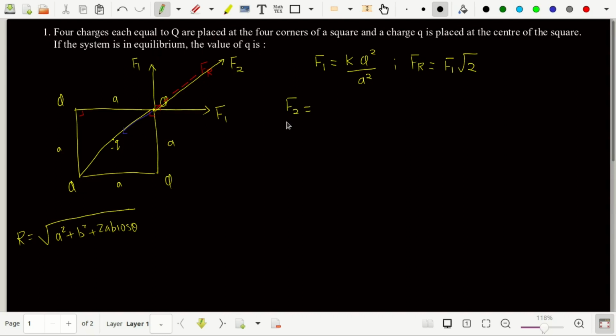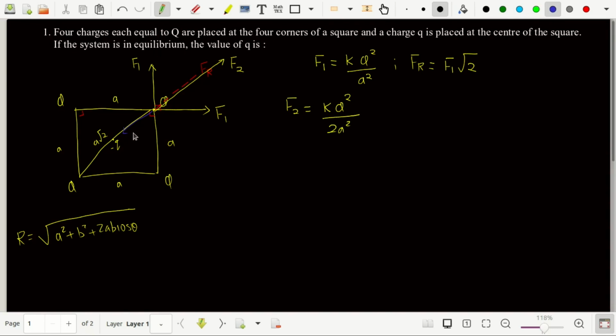So F2 was the force, the diagonal force, that is the diagonal repulsive force. So again that would be K, and magnitude of Q1 Q2, that becomes Q square over the distance between these two charges, that is placed at the diagonal location. So from Pythagoras theorem you see that A square plus A square, so that becomes 2A square, and this entire diagonal I will be getting to be A root 2. So the square of the distance between them would be 2A square. So this is the F2.